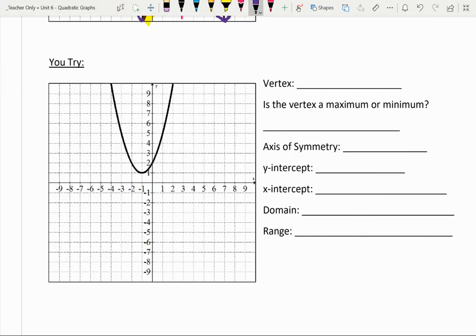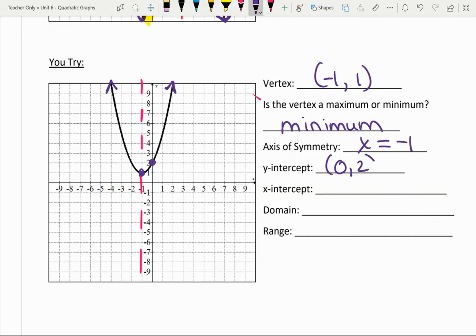So let's check out how you did here with this example. Your vertex should be right here at (-1, 1). Since this graph opens upwards, this is a minimum. The vertex is at the very bottom of the graph. The axis of symmetry goes right down the middle, and make sure when you write it that you say x = -1. It should have x equals there. I'm going to be nitpicky. Our y-intercept is (0, 2).